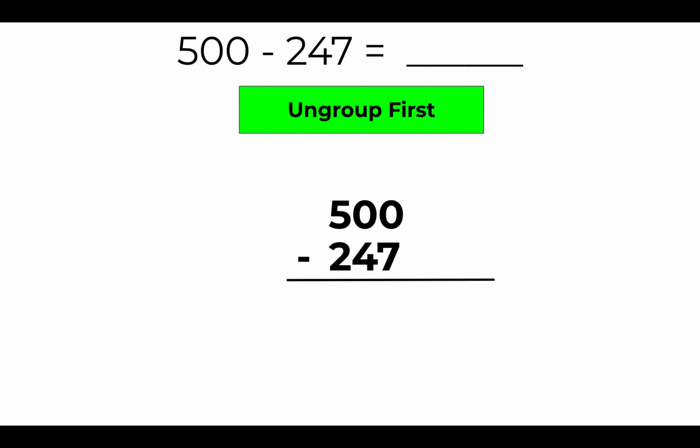500 minus 247. I'm writing it vertically and I'm making sure that I've lined up my ones, tens, and hundreds place. Again, I start in the ones place and I see that there's more on the floor, so I know I need to go next door. But when I get next door, there's nothing there for me to borrow or trade, so I need to go to the hundreds place. Right now I have 5 hundreds, so I'm going to borrow 100, leaving 4 hundreds behind.